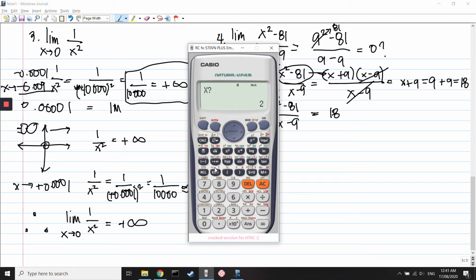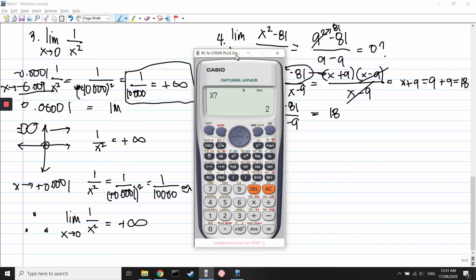So we just need to try a value near 9 as x, as the example says, as x approaches 9. So we just need to try a closer value to 9. So let's try 8.999. Then we press equals. So sorry for any malfunction of the calculator.